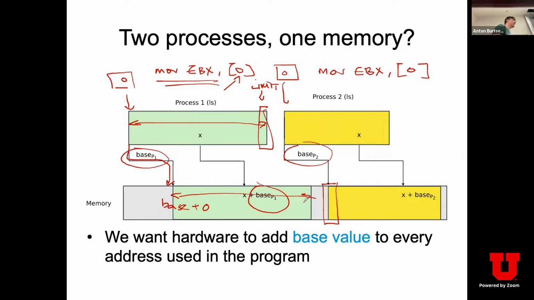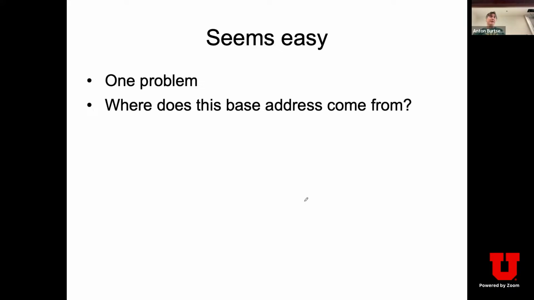So that's a simple trick, and this is really what CPUs were doing and still doing, right? We say, where does this base address come from? How would you want to keep it in the CPU? As a CPU designer, what would be your solution?